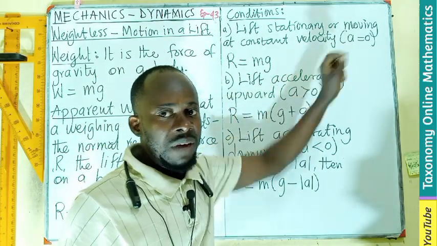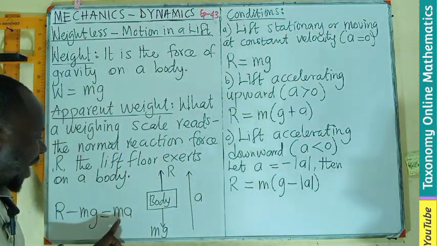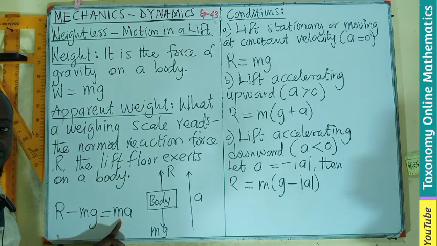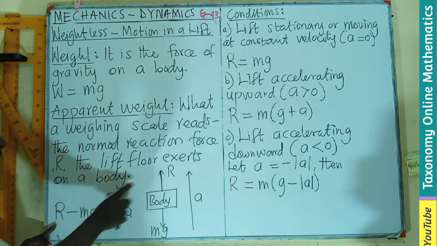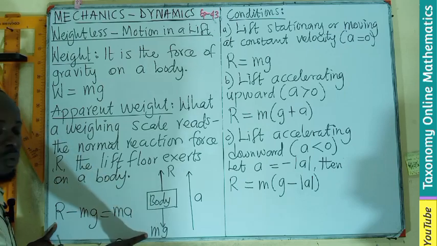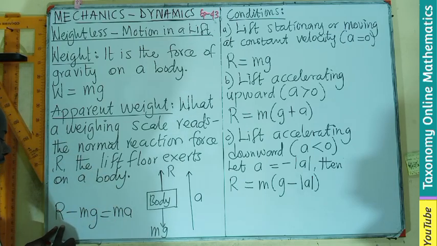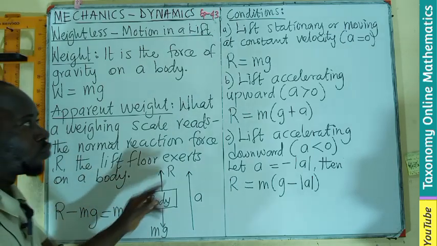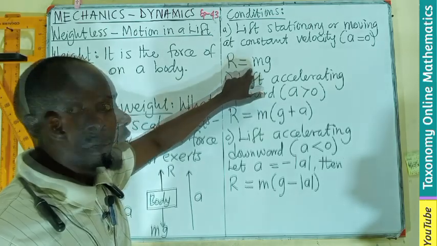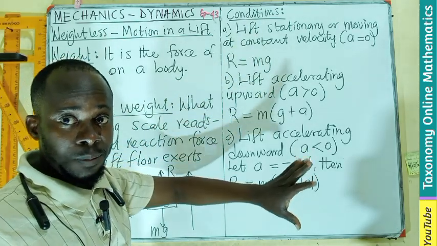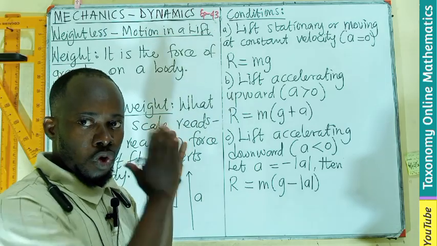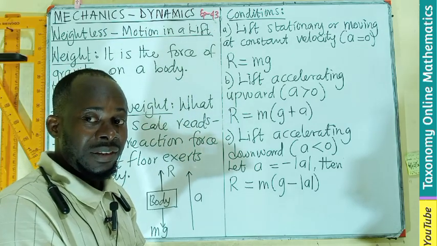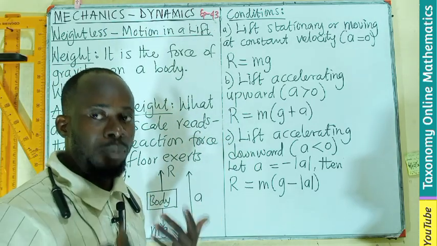Zero. So if the acceleration is zero, then this particular force is going to be zero. Therefore, the normal reaction minus the weight equals zero, making the normal reaction equal to the weight of the body. Equals to what? The weight of that body. So when we have a stationary lift, your normal reaction, or the apparent weight, is going to be the same as the weight of the body.